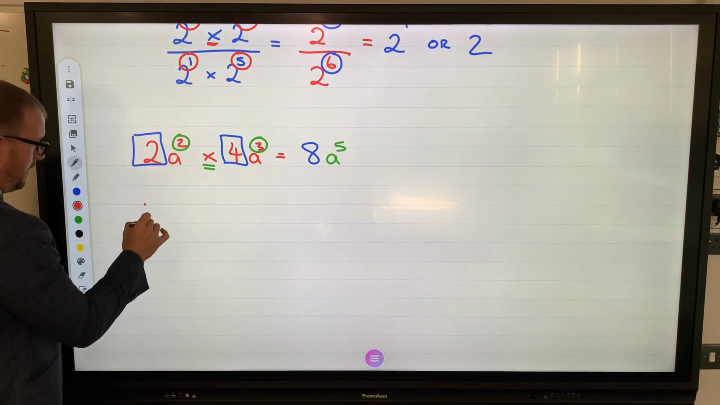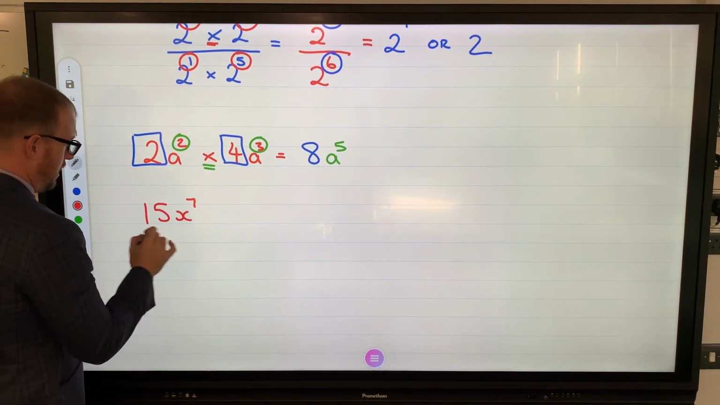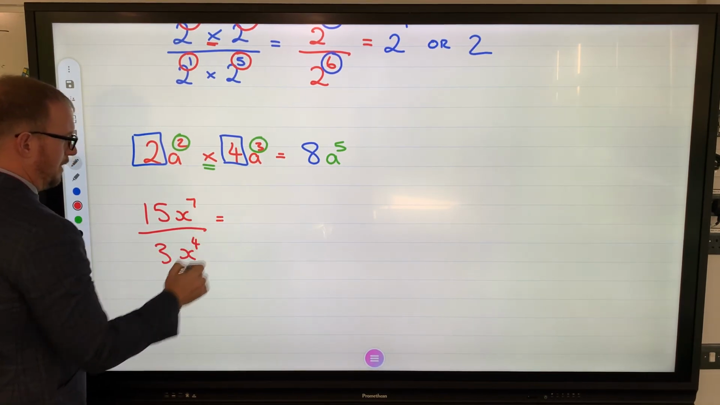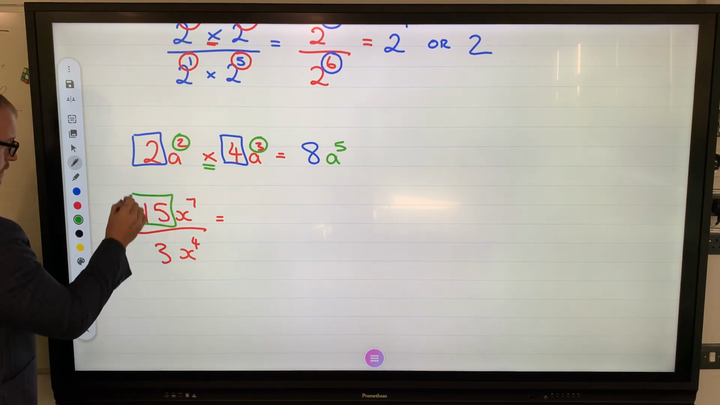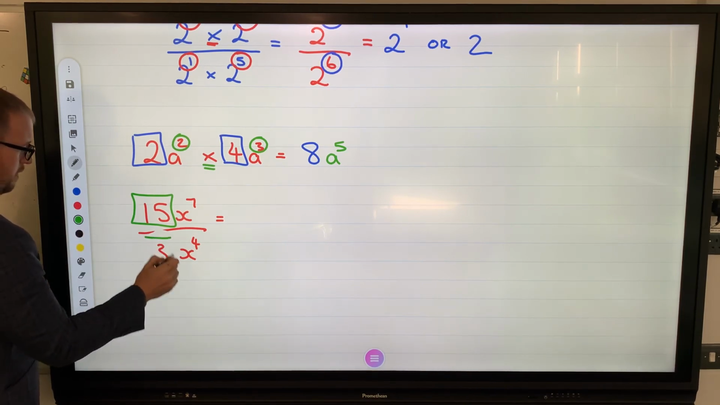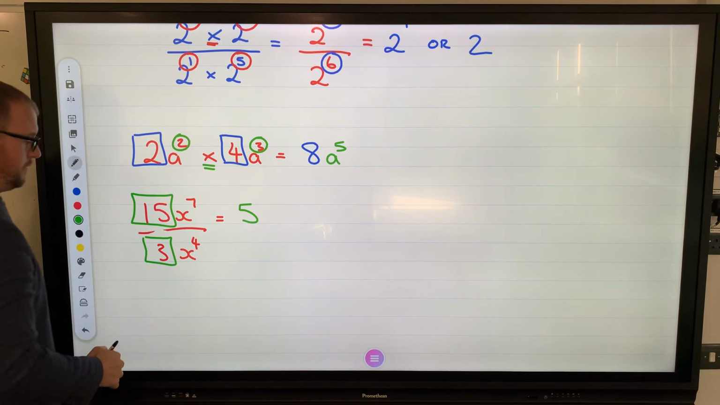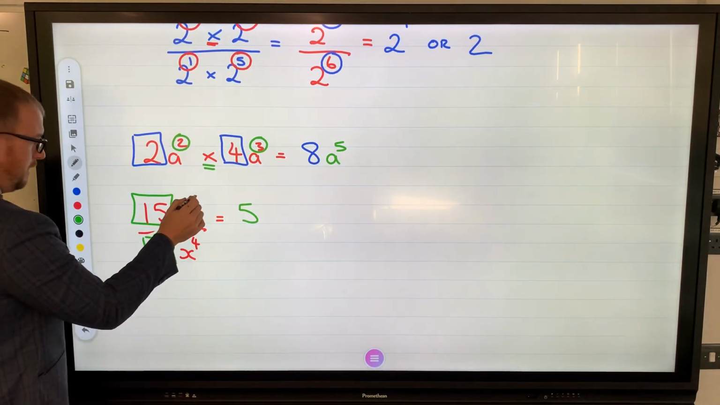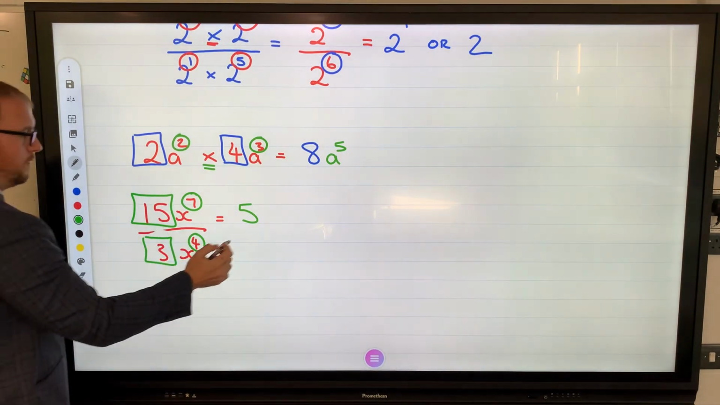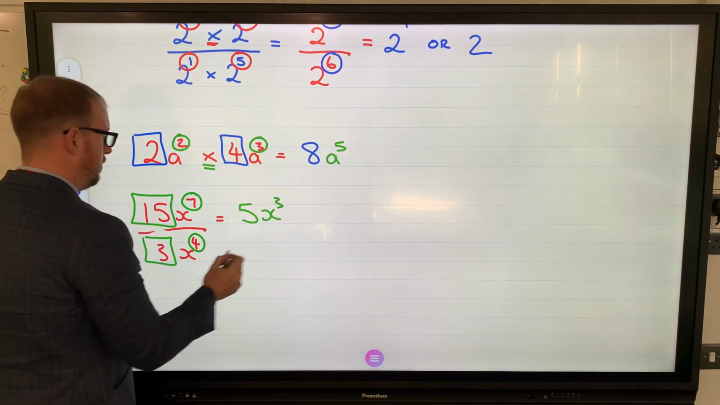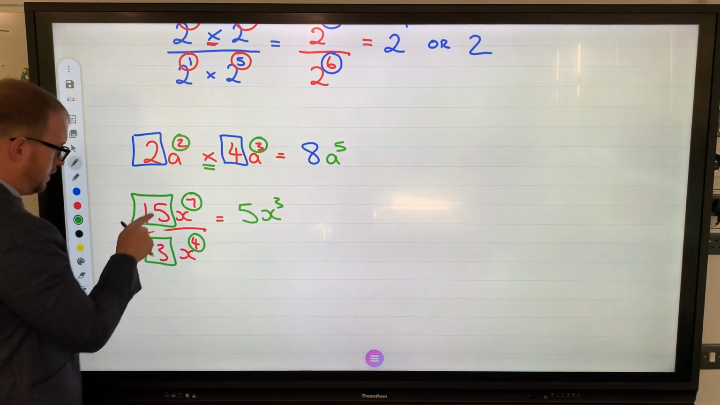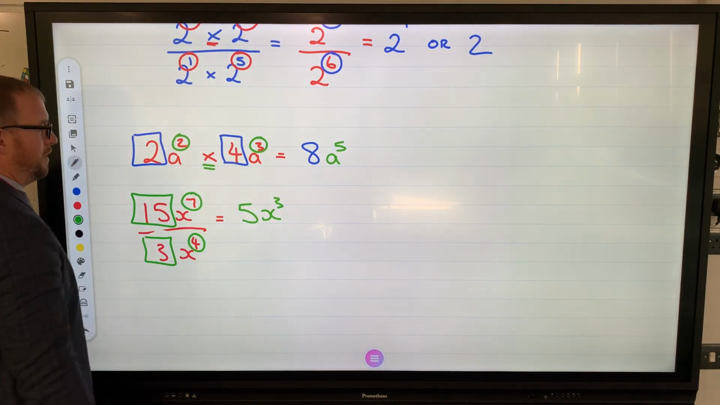Even with a division, if I had 15x to the power of 7 divided by 3x to the power of 4, look at my big numbers. 15 divided by 3 is 5. 3, 6, 9, 12, 15. I then got x to the power of 7 divided by x to the power of 4, would be x to the power of 3. When we divide, we subtract the powers. Multiply big numbers, divide big numbers, be careful with your powers.